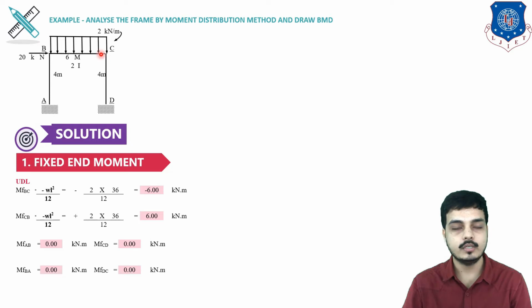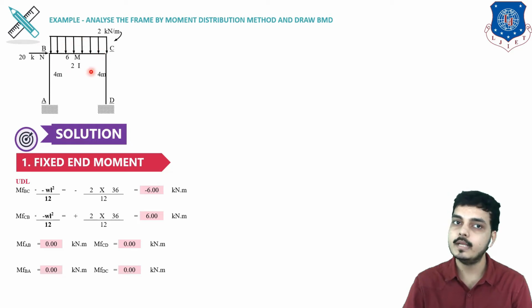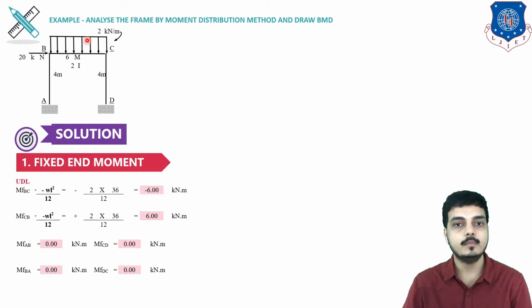Now for this UDL, we know that MFBC will be negative and MFCB will be positive. The formula is WL square by 12, negative for MFBC and positive for MFCB. Here minus 2 multiplied by 36 upon 12 is equal to minus 6 kilonewton meter, and 2 multiplied by 36 divided by 12 is nothing but 6 kilonewton meter, as the values for this sum.